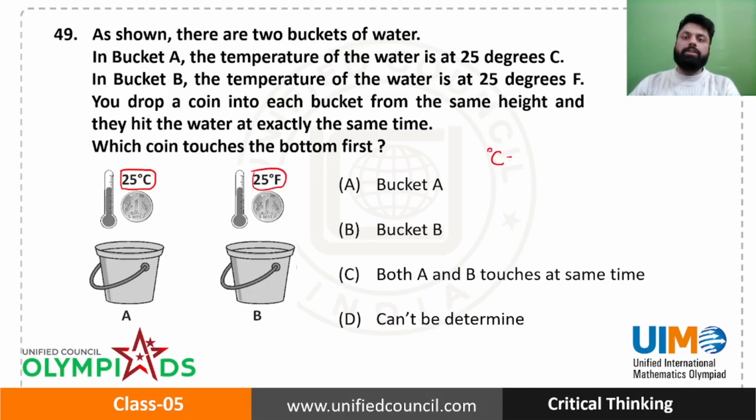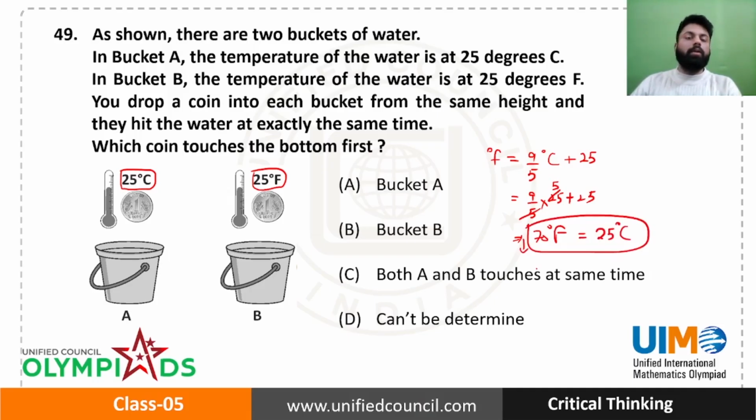We know that degree Fahrenheit is equal to 9 by 5 times degree Celsius plus 32. So let's suppose for Fahrenheit, 9 by 5 multiplied by 25 plus 32. This is 5 times, so this is 45 plus 32, 77 degree Fahrenheit. Now 77 degree Fahrenheit is equal to 25 degrees Celsius. So if we lower the temperature of Fahrenheit, then it will become less value. So basically here the temperature is less.